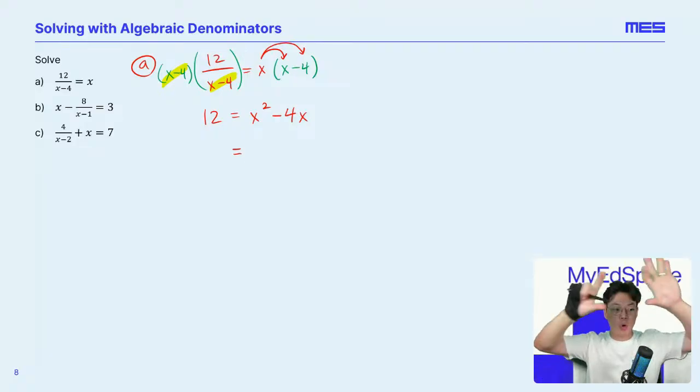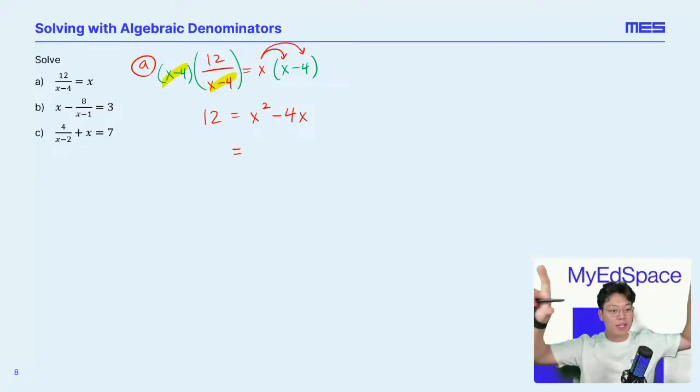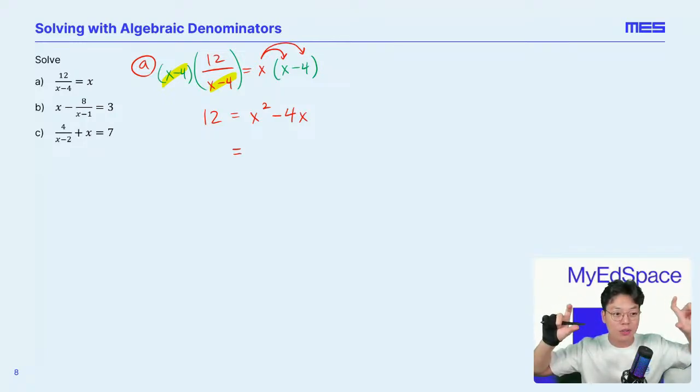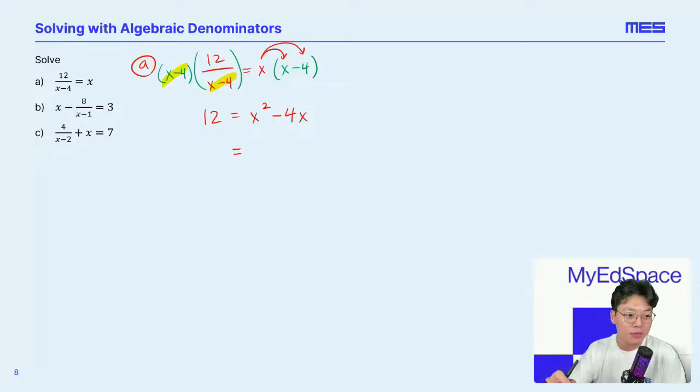Whenever, in bold, I would like this to show up on the screen if I could. In bold, whenever you see a quadratic expression or equation, move everything to one side, set it equal to 0, so that we may be able to factor. Our favorite F word is factor, okay? When we can factor, everything becomes so much more beautiful. So let's do that. Let's move everything to one side, set it equal to 0.